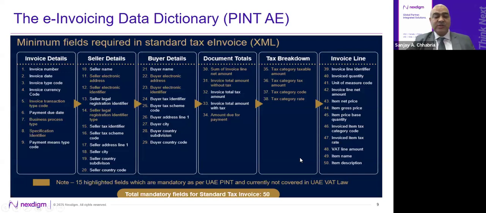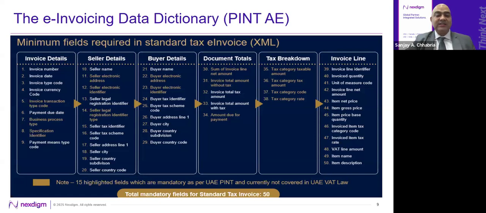Now, the larger issue is that when we look at the data dictionary that they have shared here, the 15 highlighted fields are the mandatory fields which the PEPPOL system is actually requesting that they need. But somehow this was not covered as part of the UAE VAT law.